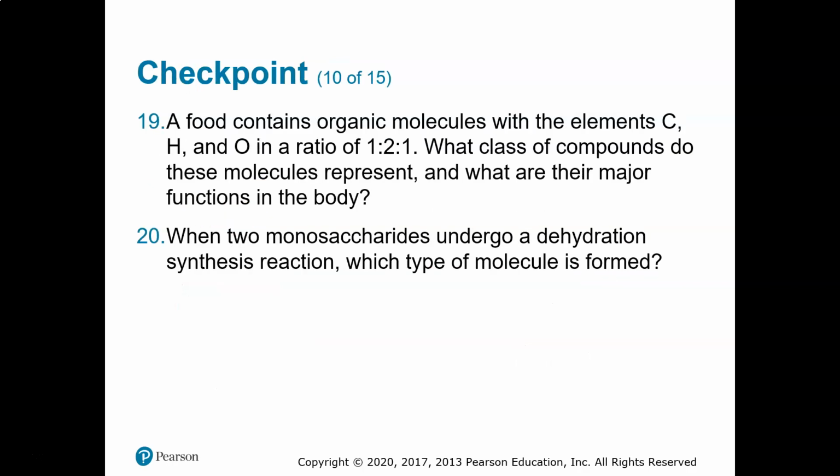All right, a food contains organic molecules with the elements carbon, hydrogen, and oxygen in a ratio of 1 to 2 to 1. What class of compounds do these molecules represent, and what are their major functions in the body? So they represent monosaccharides, which is a carbohydrate, and they serve as quick energy or fuel for the body. When two monosaccharides undergo dehydration synthesis, which type of molecule is formed? And that is called a disaccharide.